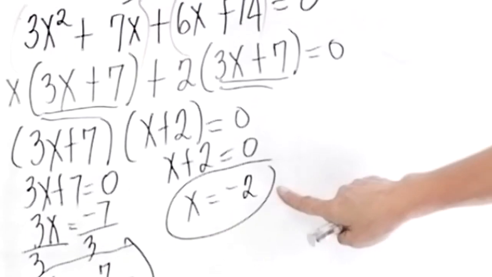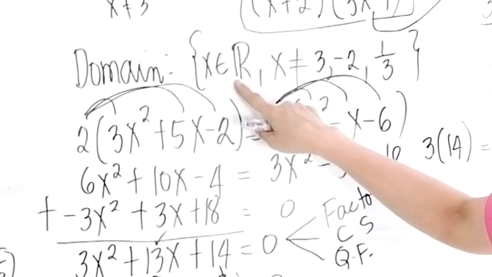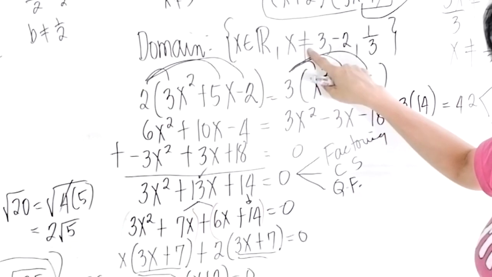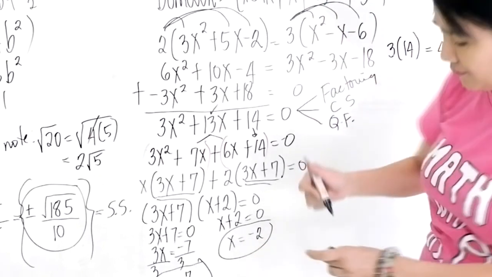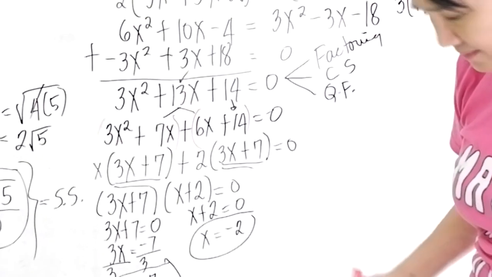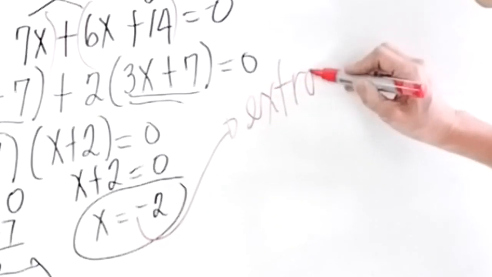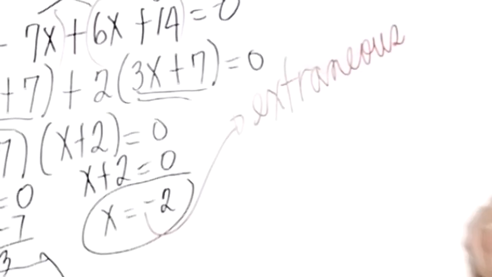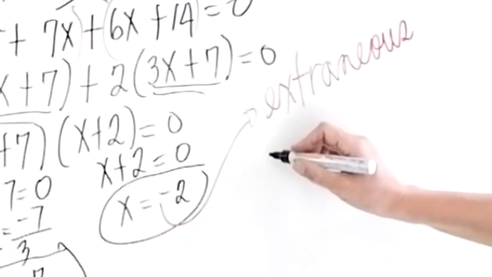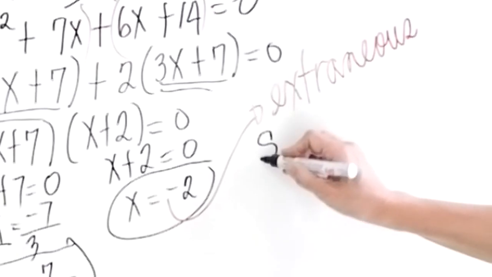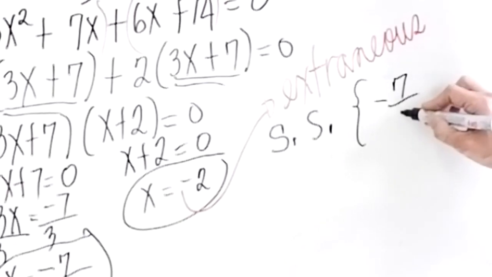Now, let's check the domain. Look at the domain. x can be any element of the real numbers, but x cannot be negative 2. Therefore, what does that mean? It means that this is an extraneous solution. So you don't include it in the solution set. Therefore, in our solution set, we will only have negative 7 over 3.